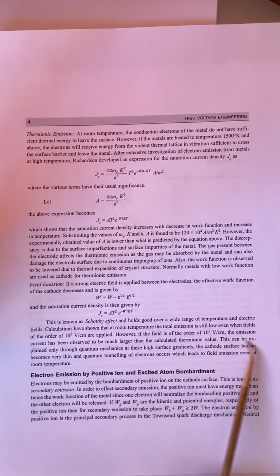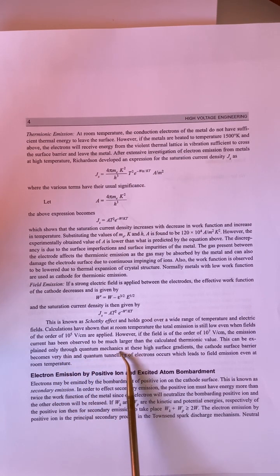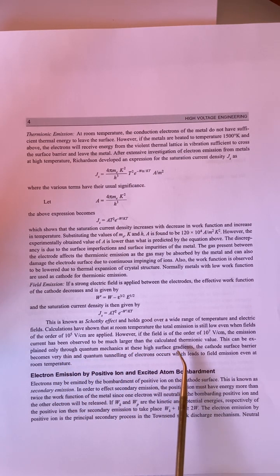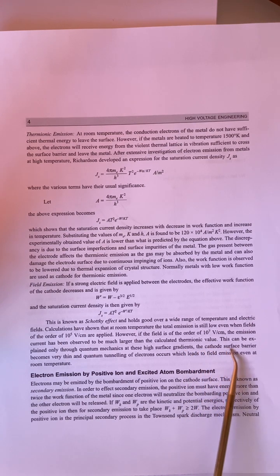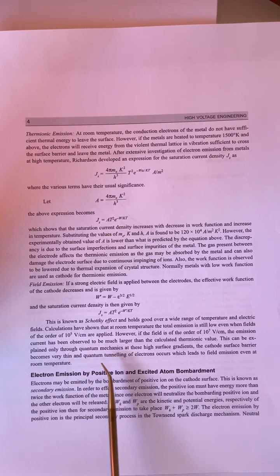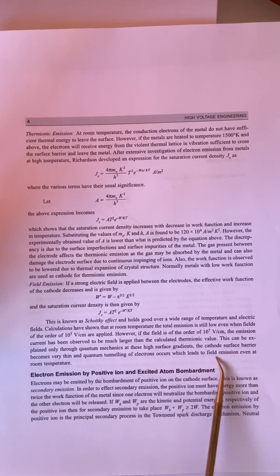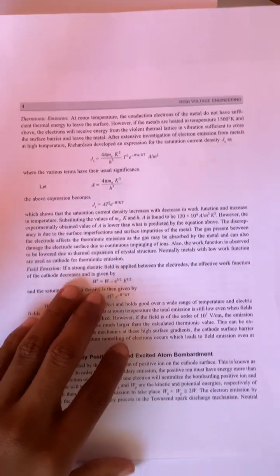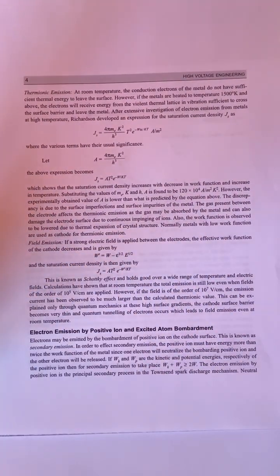Okay, this can be explained only through quantum mechanics, as at these high surface gradients the cathode surface barrier becomes very thin and quantum tunneling of electrons occurs, which leads to field emission even at room temperature. Now, the moment they started using the word quantum, that's when we should have stopped. We should have stopped reading right there. But anyways, let's continue reading.